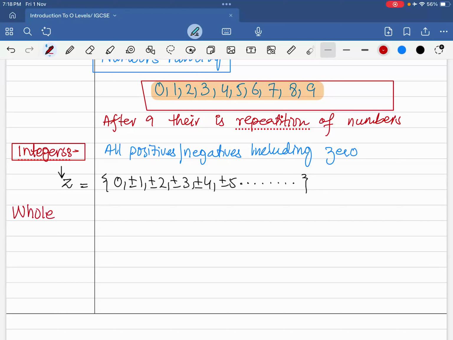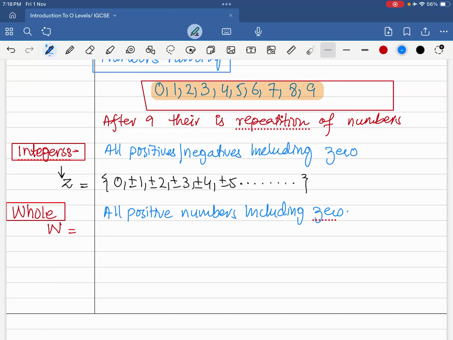The second family we have is whole numbers, denoted by W. Whole number means all positive numbers, including zero. Understood, everybody, or not? So whole numbers are represented by W. All positive numbers including zero: 0, 1, 2, 3, 4, 5, 6, 7, and so on. So this would be your whole numbers.